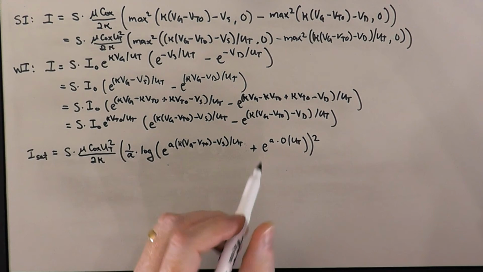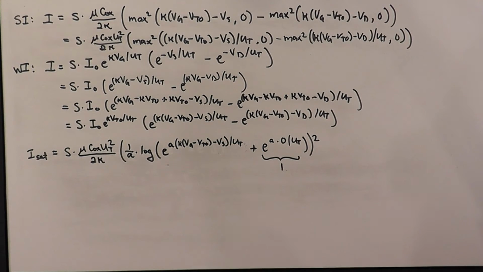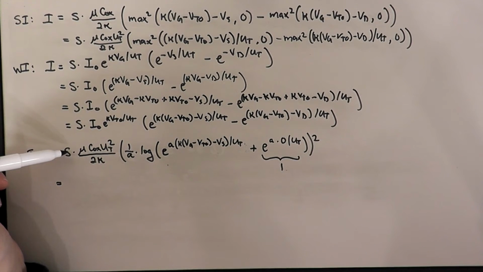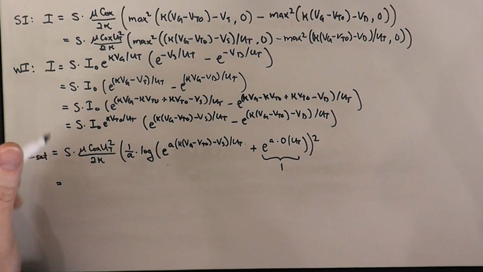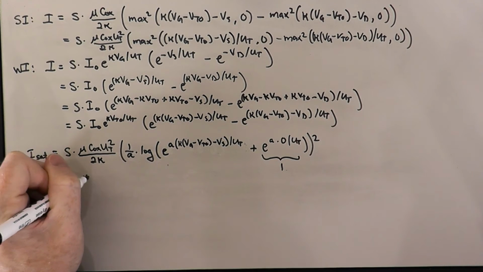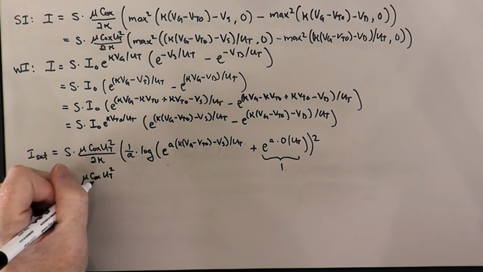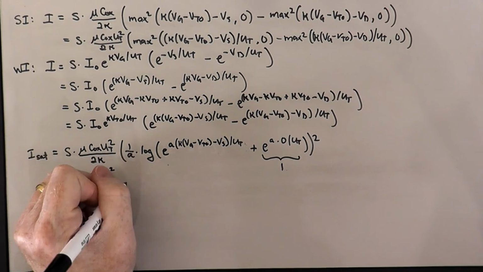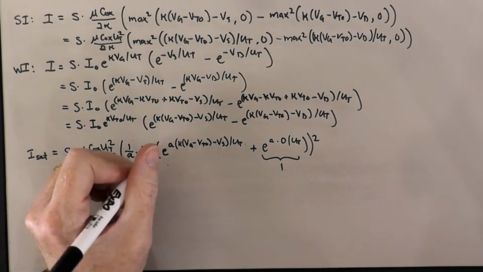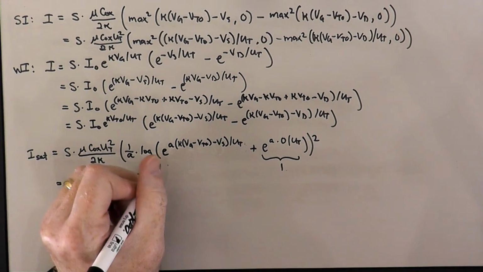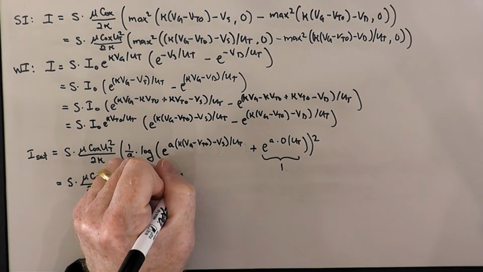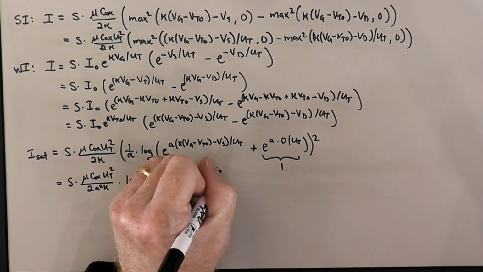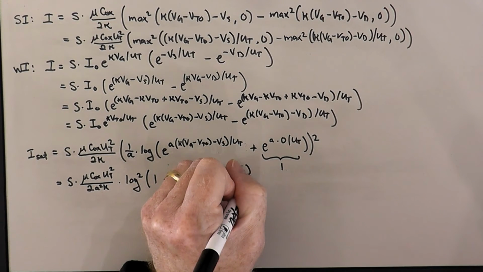And we notice one thing right away, and that is that this is e to the 0 here, which is a 1. So here we have a 1 over a squared, which we can pull out front into this prefactor. So it's S times mu Cox Ut squared over 2 a squared kappa times log squared, like sine squared, and I'm going to put the 1 first, 1 plus e to the a times kappa Vg minus Vt0 minus Vs over Ut.